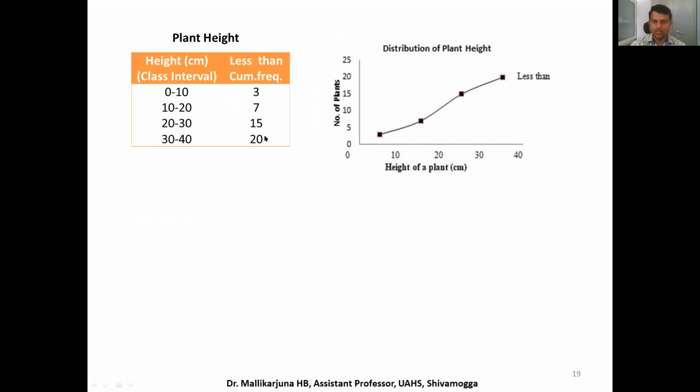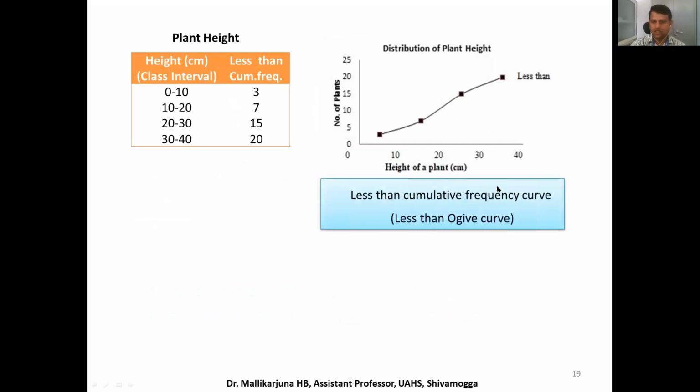Coming to the less than cumulative frequency curve. From this table, this is the class interval, and the second column is the less than cumulative frequency. Adding from the top: 3, 7, 15, 20. The total frequency is 20; a total of 20 plants are there.